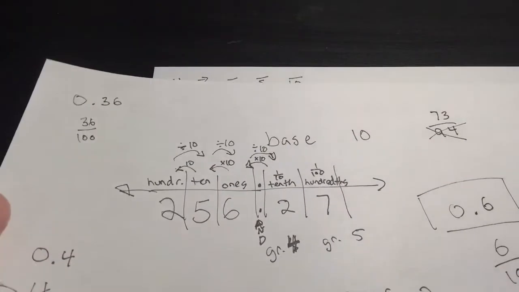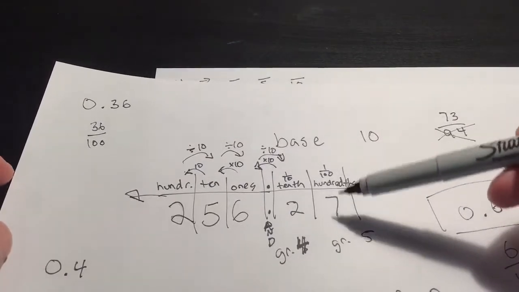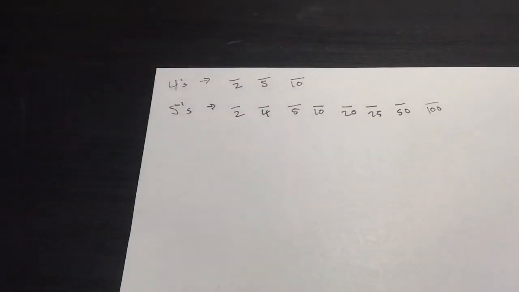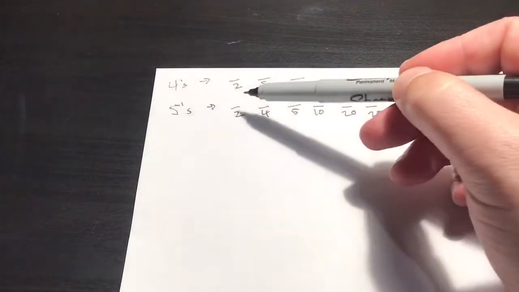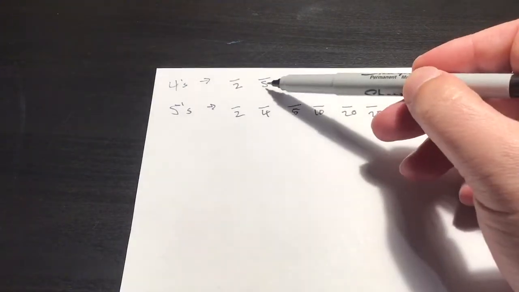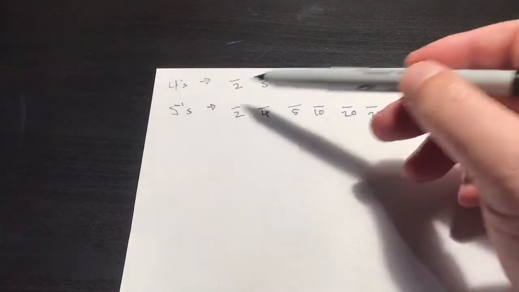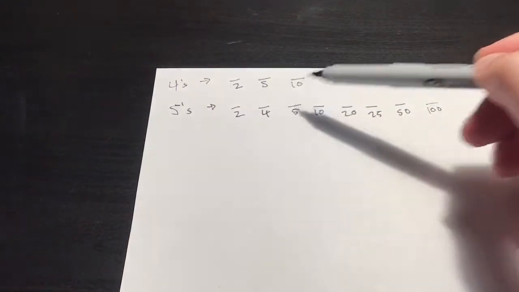Base 10. Remember, the grade 4s are working to tenths, and the grade 5s are working to hundredths. All of these go nicely with tenths. To get from a half to a tenth is fairly easy, and to get from a fifth to a tenth is fairly easy. And I mean it's easy compared to getting from a seventh, right, or a third.